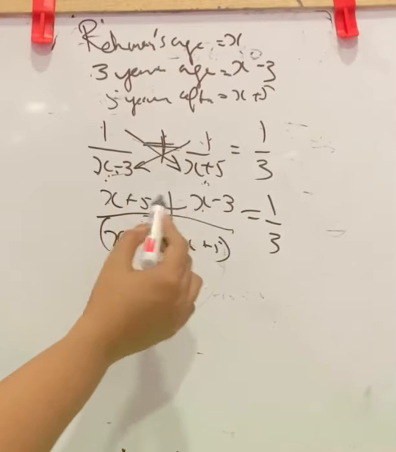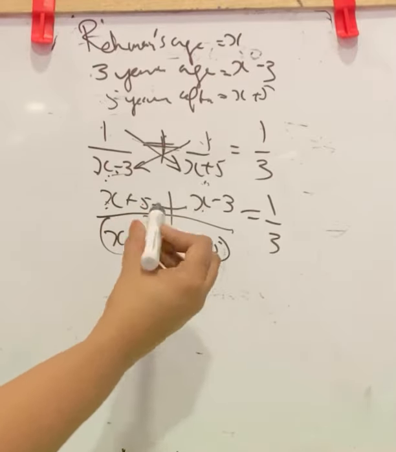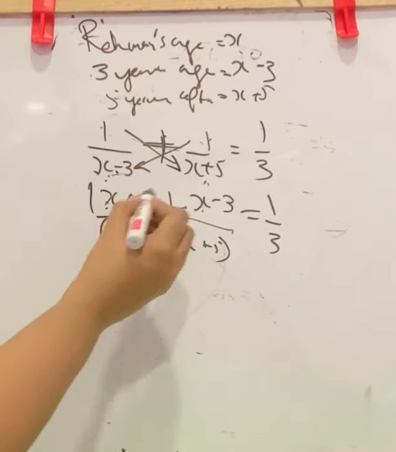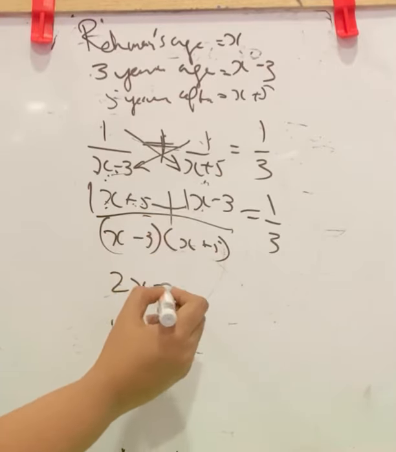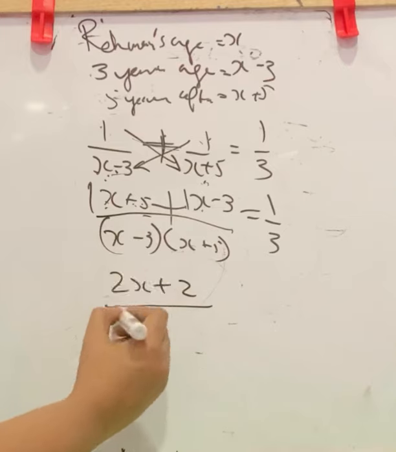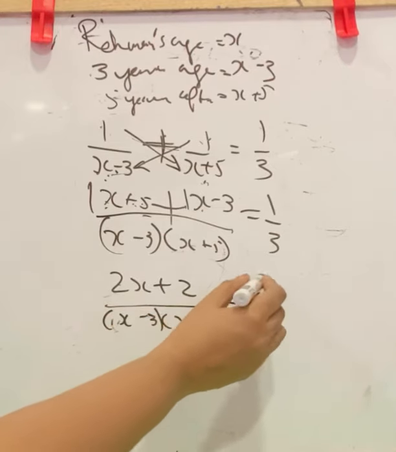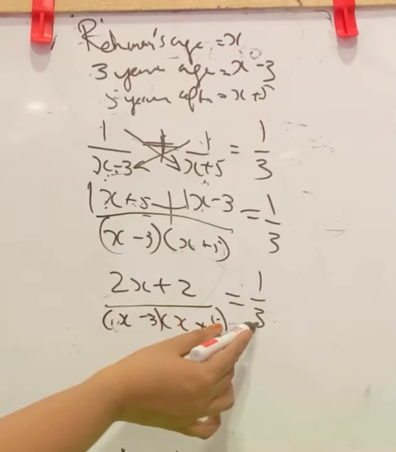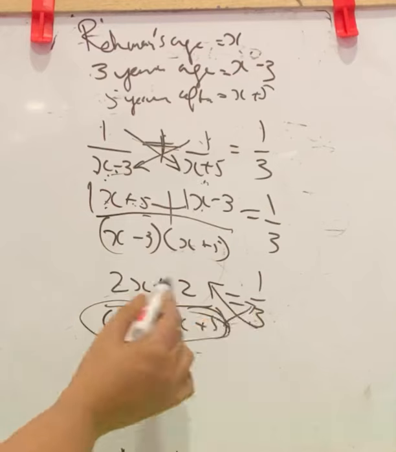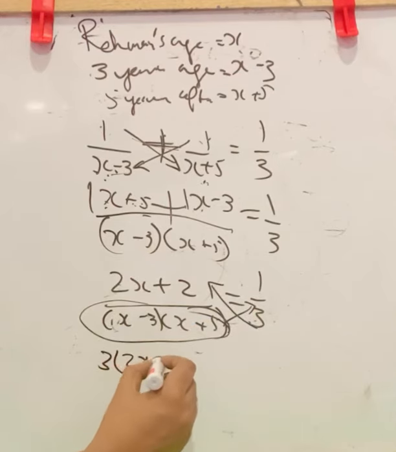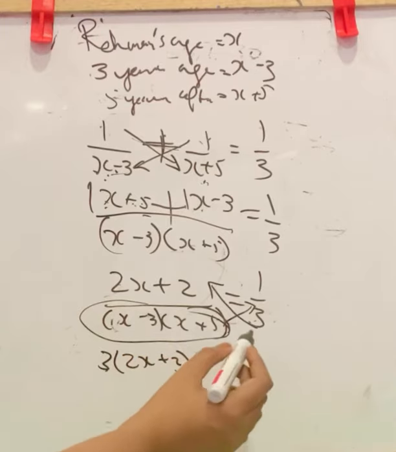Now here in the numerator, x plus 5 plus x minus 3: x plus x is 2x, plus 5 minus 3 is plus 2, by x minus 3 into x plus 5, equal to 1 by 3. Next we can take this 3 to LHS and this whole term to RHS. 3 into 2x plus 2. This 3 going to LHS becomes the numerator. 3 into 2x plus 2.